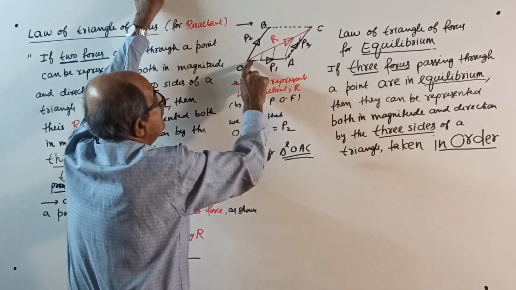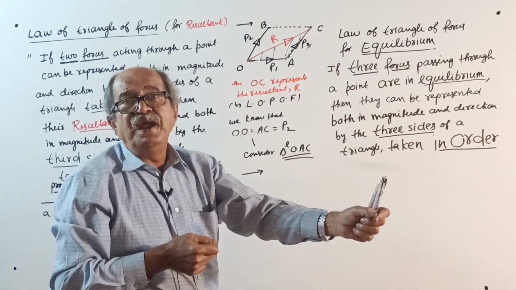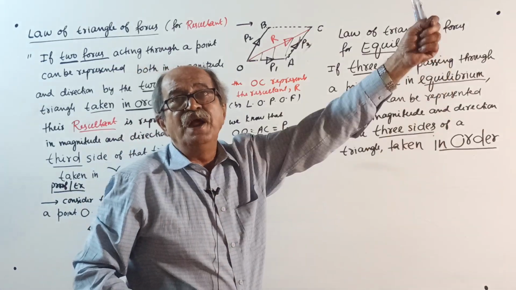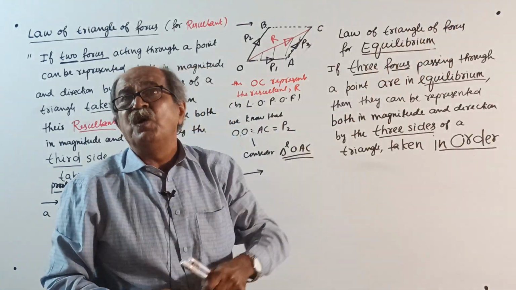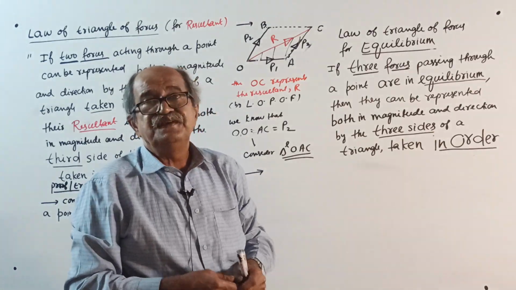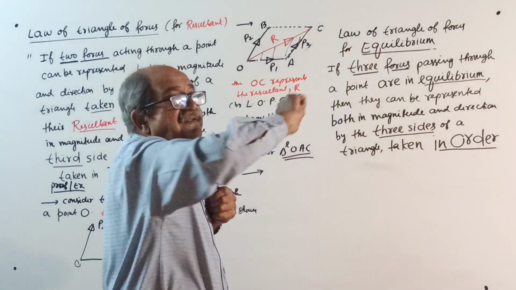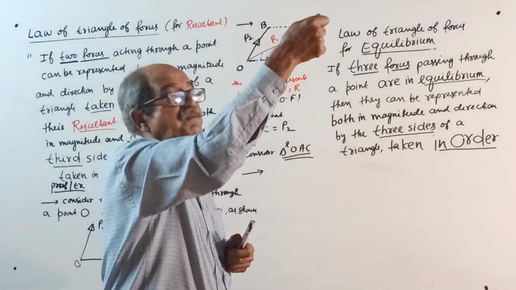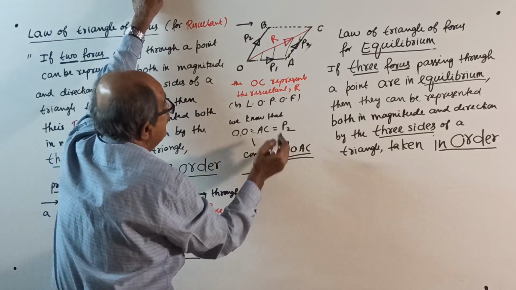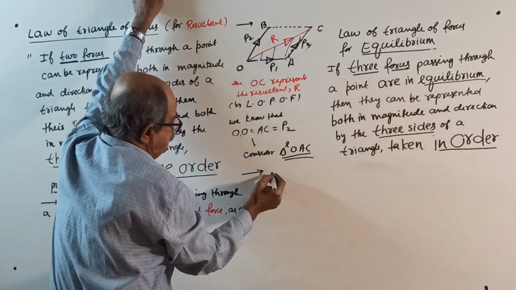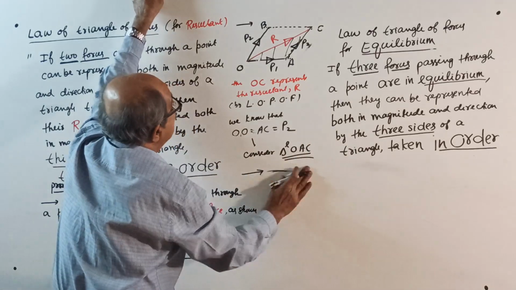OA, AC, the same order is CO. But no, the resultant is OC. Starting point to the next point, second point to third point. In the same order means third point to once again the starting point. No, the third side is, starting point to first point to second point, then once again starting point to ending point. Therefore, OC. Therefore, OA represents the force P1, AC represents P2. You should write.